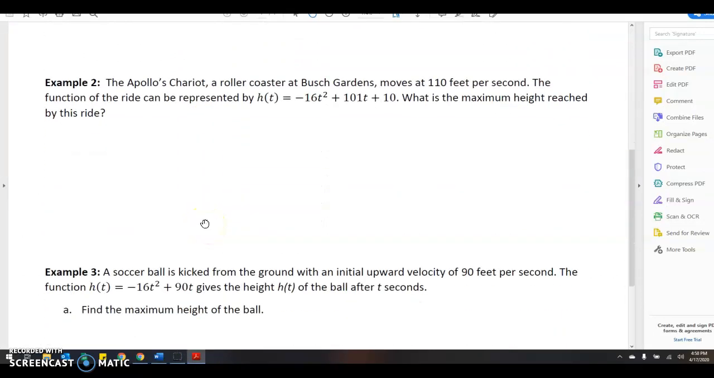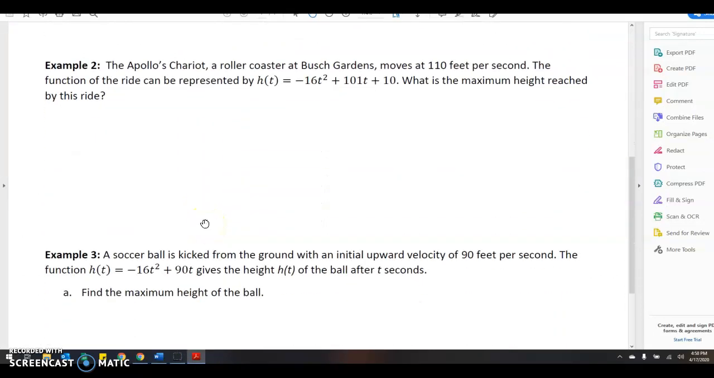Example 2 says the Apollo's Chariot, a roller coaster at Busch Gardens, moves at 110 feet per second. The function of the ride can be represented by h of t equals negative 16t squared plus 101t plus 10. What is the maximum height reached by this ride? Again, what I want to know is, what is the maximum height? How high is this ride going to go?